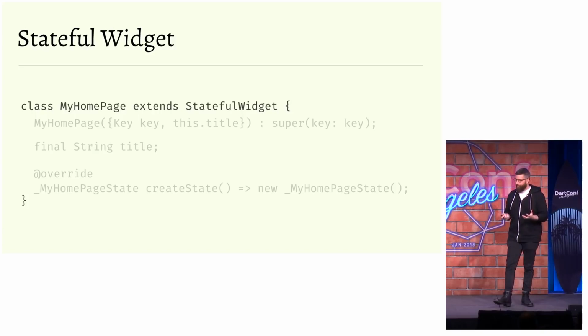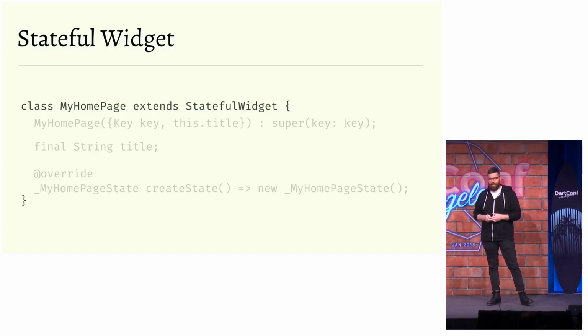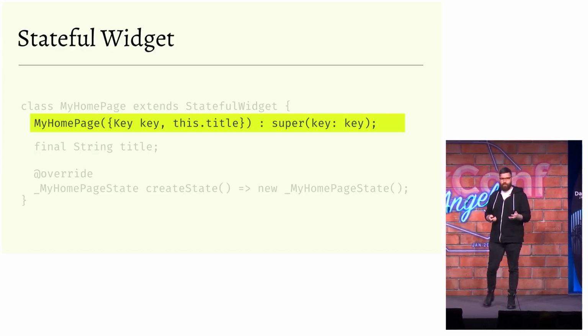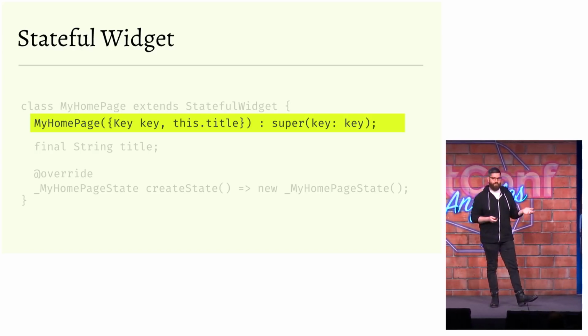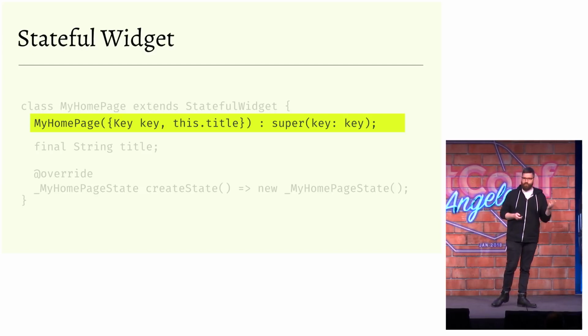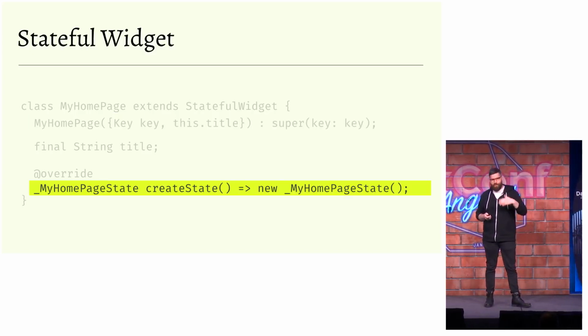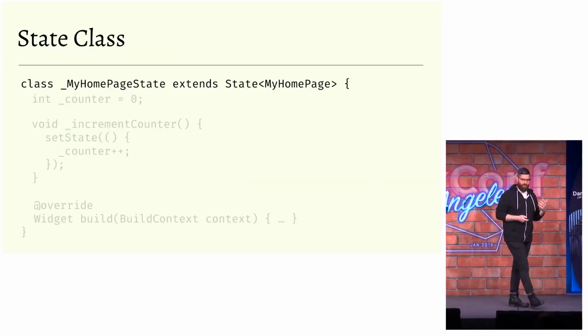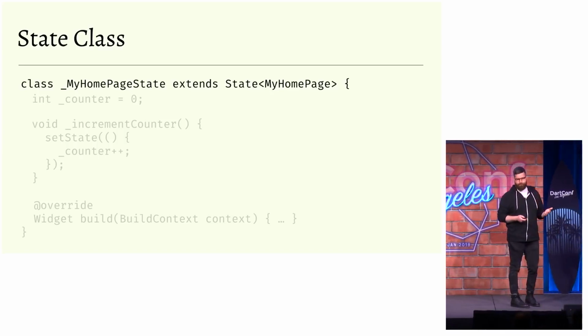This is the bread and butter of state management for Flutter, right? And stateful widgets themselves are pretty simple. They just take in some properties in the constructor params. In this case, it includes a title, but it could include some other information. And then they create this state class that you write, and they get out of the way. So let's look at the state class, because that's where the interesting stuff starts to happen, right?